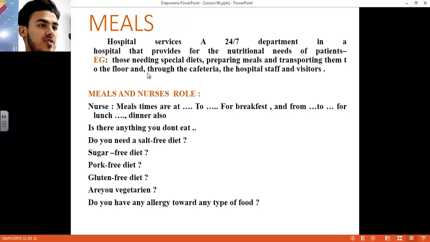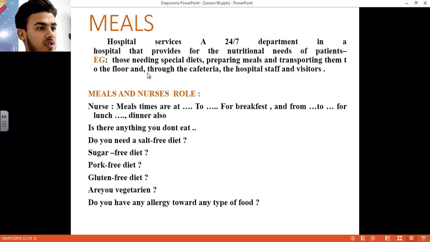The meals. Hospital services: a 24/7 department in a hospital that provides for the nutritional needs of patients, including those needing special diets, preparing meals and transporting them to the floor, and serving the hospital staff and visitors through the cafeteria. Meals and nurses' role. So here is another dialogue to show us the role of nurses in serving the patient with meals.